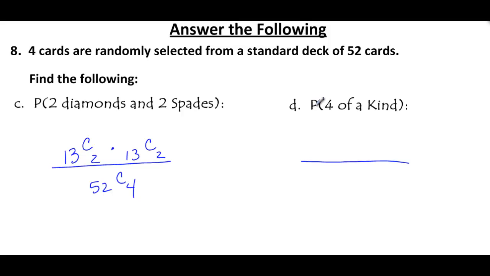Alright, this says, what's the probability that I get a 4 of a kind? Now, what does that mean? A 4 of a kind means that all 4 cards are the same value. So there are a couple things about a deck of cards. There's color, red and black. There's suit, which we have hearts. Okay, we have diamonds. Those are the 2 red ones.